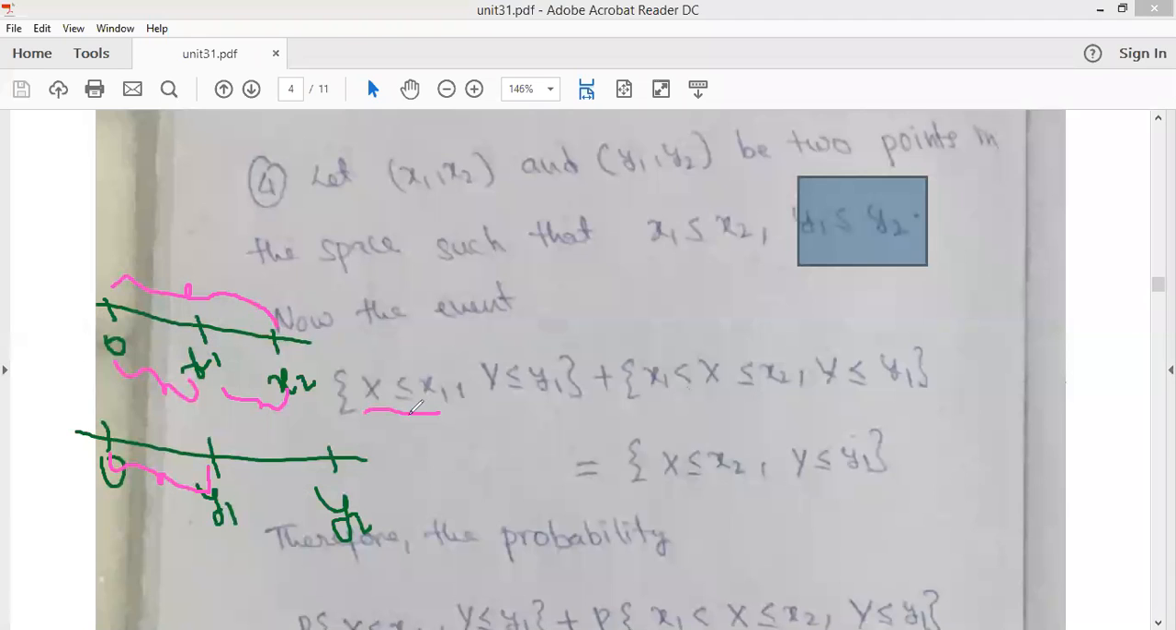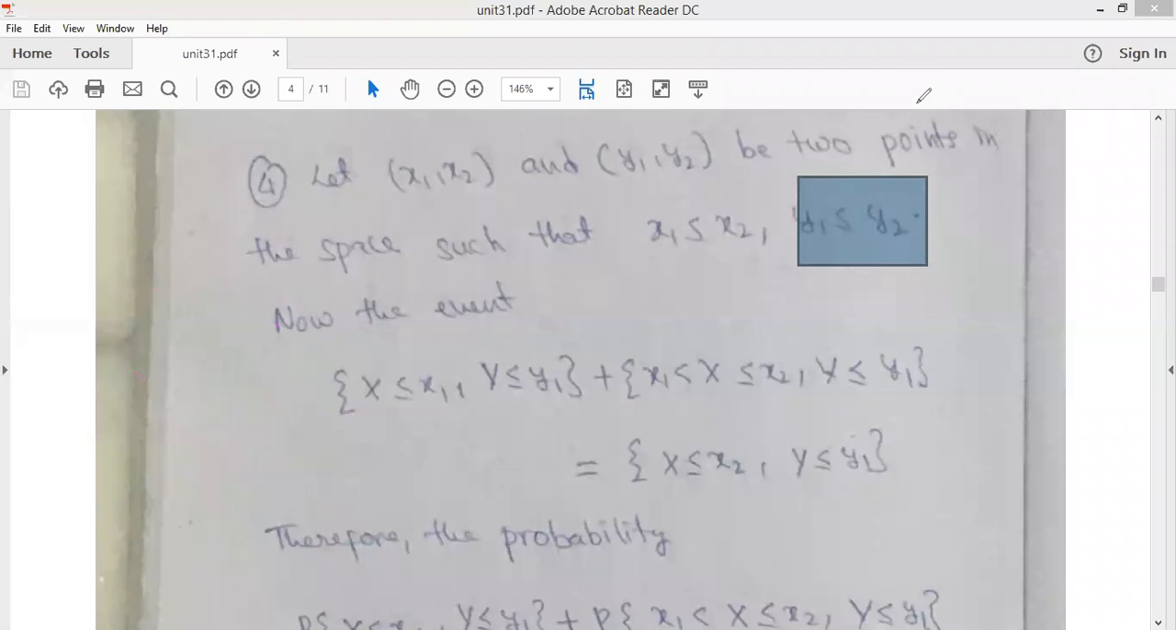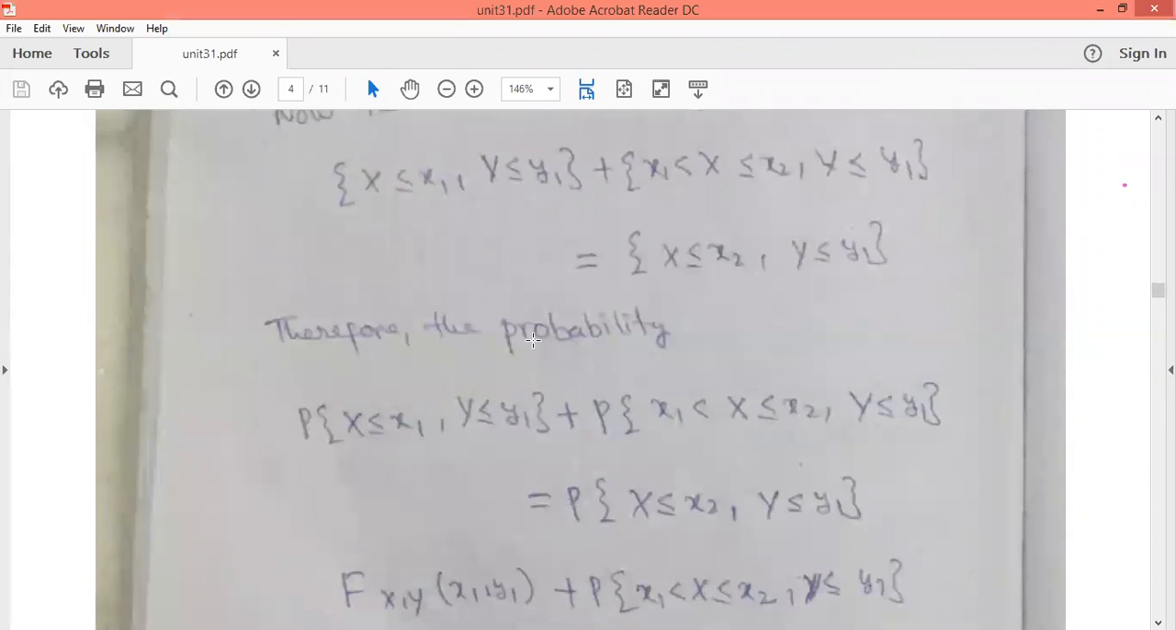Okay. So that is why we are getting two terms here, that is equal to x less than or equal to x2, y less than or equal to y1. Okay. Now we apply probability on both sides of this equation. So if you apply probability on both sides, what do we get here? Just observe, it is probability of x less than or equal to x1, y less than or equal to y1 plus probability of x1 less than x less than or equal to x2, y less than or equal to y1.